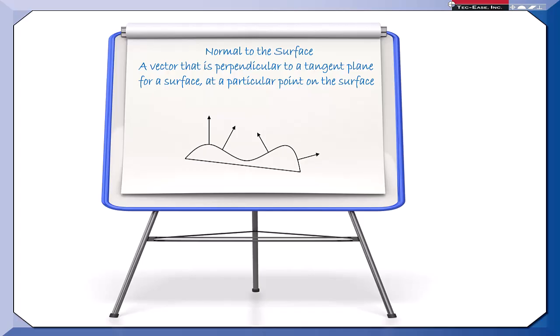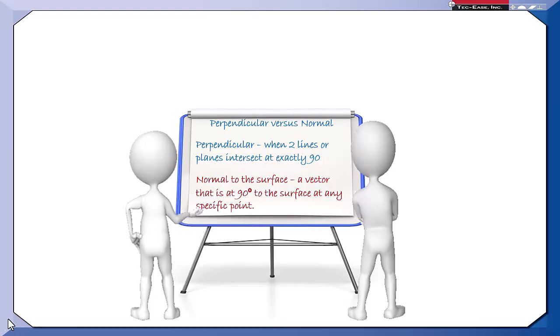We use this term when speaking of a force acting on a surface or to describe the vector that is used for the correct measurement probe approach path for a specific point on a surface. I hope this helps to clarify the difference between perpendicular and normal. Many people use them incorrectly. Don't be one of them.